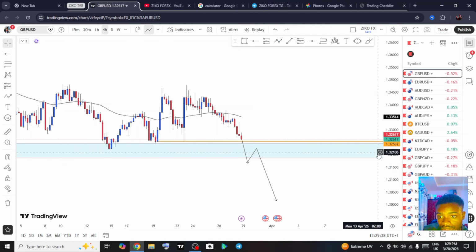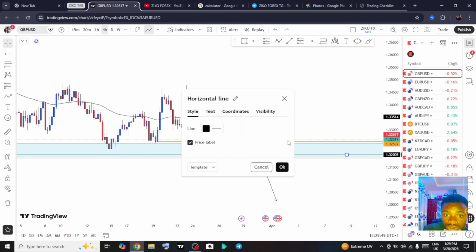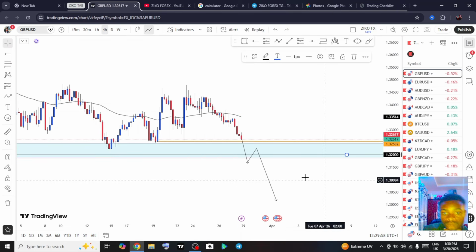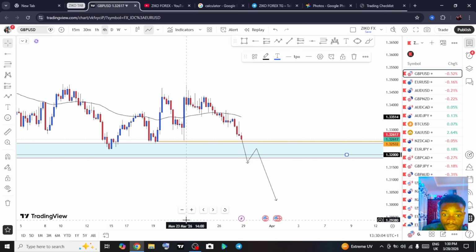Now let's see if we have a round psychological level right here. All right, so we have a round psychological level right here. So I'll draw it. The round psychological level is 1.32000, 1.32 thousand, right? So if price can break under that round psychological level first before the retracement, that would actually be very good, right?